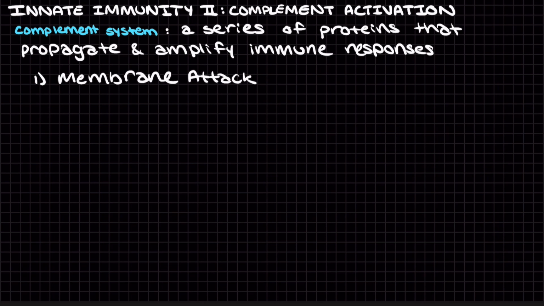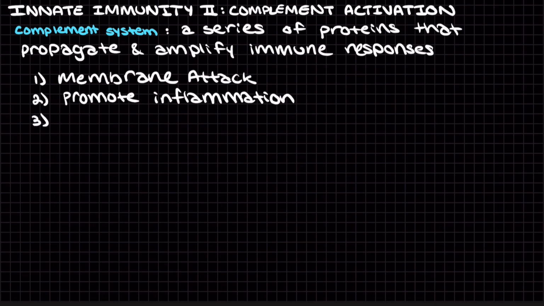The second thing they do is they promote inflammation. And the last thing they do is they coat the surfaces of pathogens, and that coating signals for phagocytes, including macrophages and neutrophils, to devour the pathogens. Now, this last process is known as opsonization. And this is going to be the majority of what we focus on in this video.